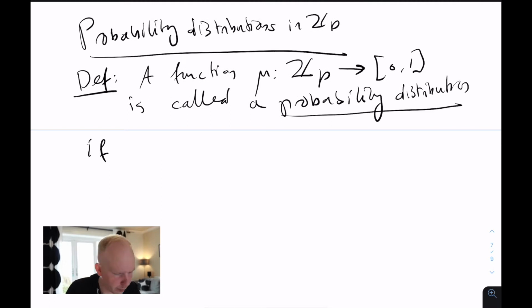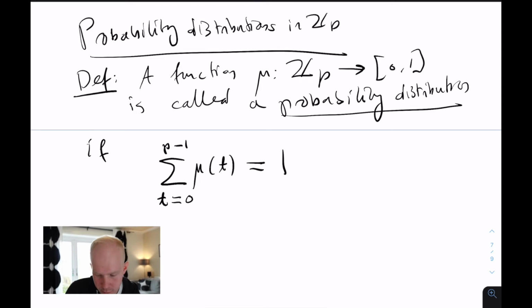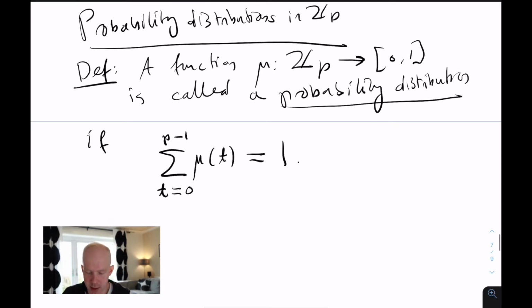if, when you sum over all the elements in the group, so you just take the sum from, you could think about it, 0 to p minus 1, and you take the values of this mu, they sum up to 1. That's all it is. But then there is a heuristic about this.